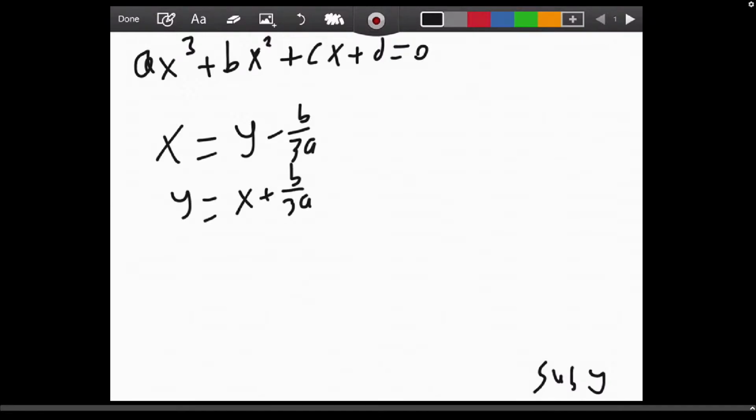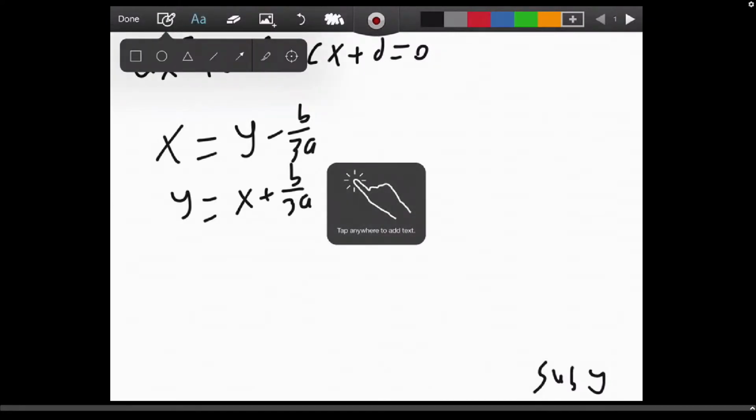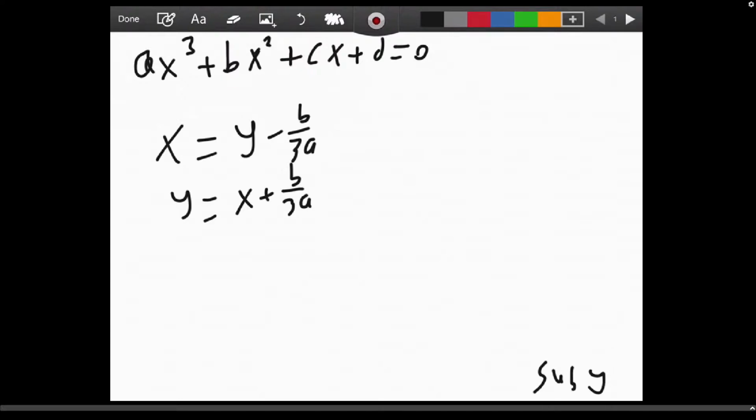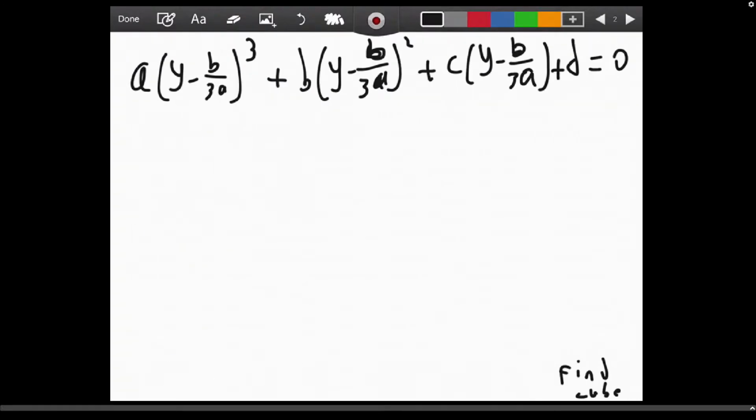And what this is going to do when we substitute this in, it's going to get rid of the quadratic term here. It's going to get rid of the x squared. It's called depressing the cubic. That's what it's called, depressing the cubic, when we do this. If you want to know more about why we're choosing this specific number, check the description so I can keep this moving. So what we're going to do, we're going to substitute x for y minus b over 3a, and that gives us this beautiful equation right here.